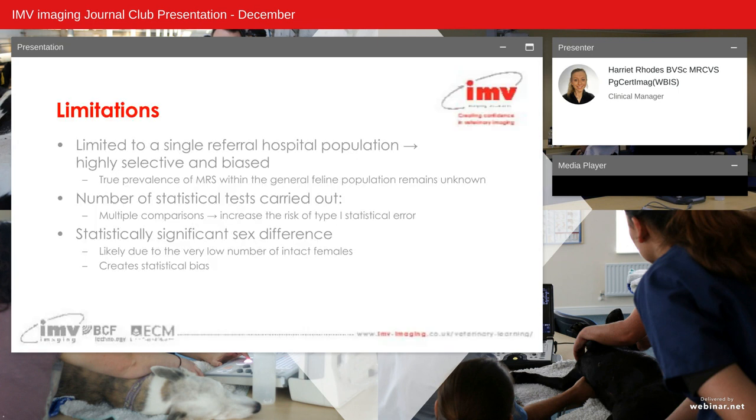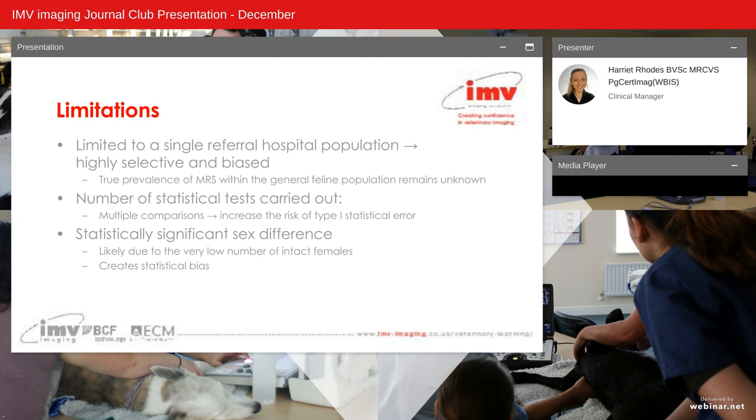Moving on, the study population was limited to a single referral hospital population, and as a result is highly selective and biased. Therefore, the true prevalence of the medullary rim sign in the general feline population remains unknown. As seen in previous slides, a number of statistical tests were carried out with multiple comparisons, which increases the risk of type 1 statistical error. In an attempt to mitigate this, the study did only select variables where there was an expectation of possible association. However, the possibility that some associations identified could be false positives should always be considered.